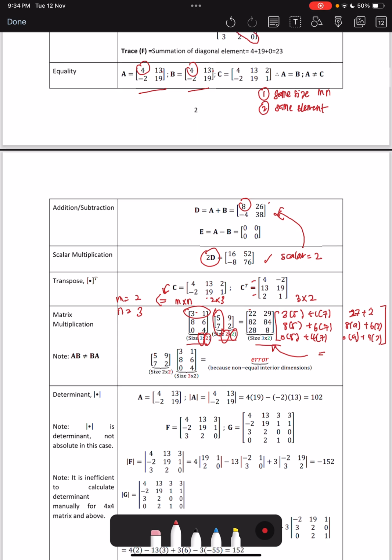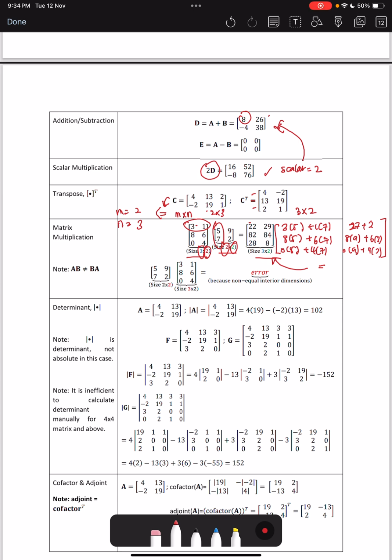All right, determinant. I hope you still remember what a determinant is. If you have a 2 times 2 matrix like this, the determinant is these two multiplied together, and then you minus this. So 4 multiplied with 19, and then negative 2 multiplied by 13. You subtract it, then you get the determinant.